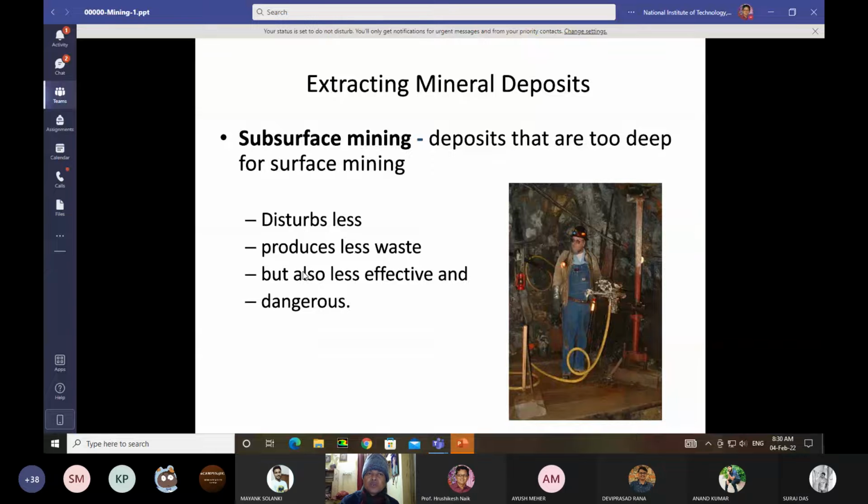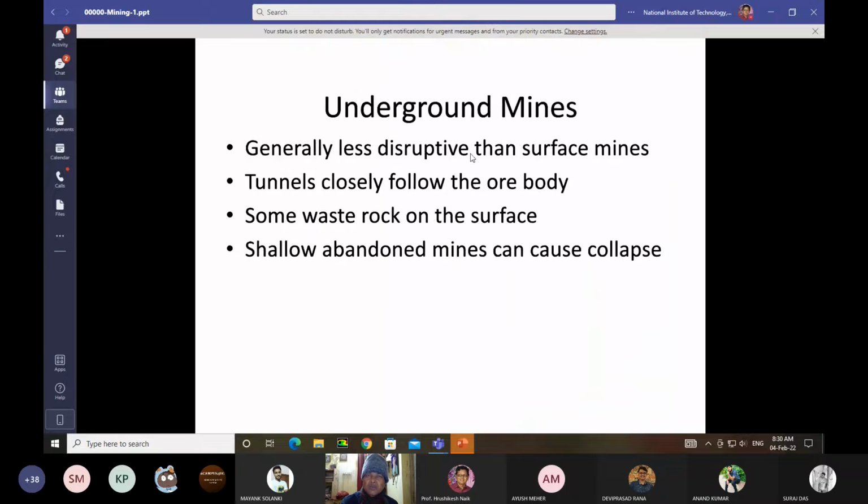So you must have read in the underground mining technology, underground metal mining technology, that it is generally less disruptive than the surface mines, because in underground mining you would sink a vertical shaft, whereas in surface mines a lot of land area is necessary for mining purposes. Tunnels are driven closely following the ore body. Some waste rock may be on the surface.